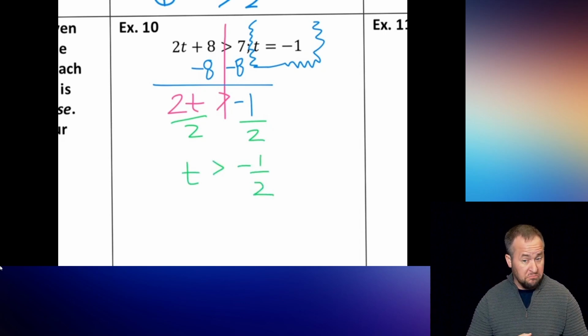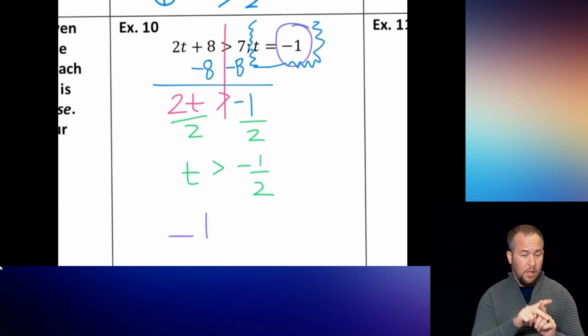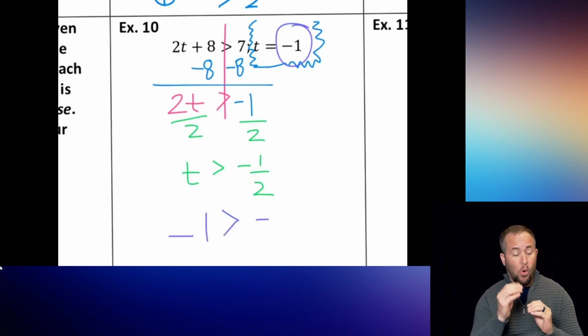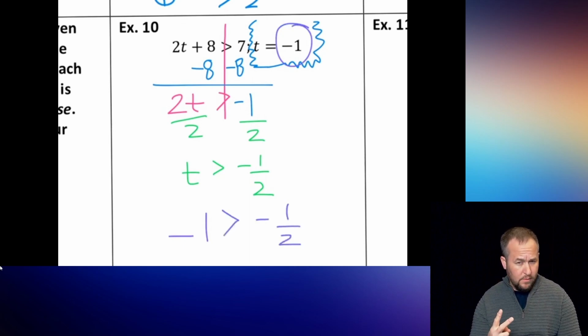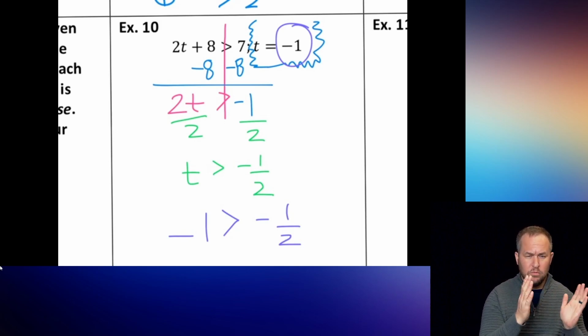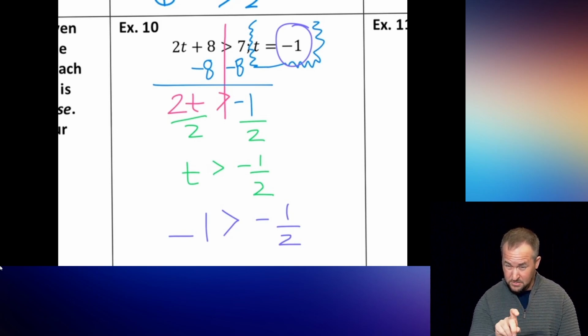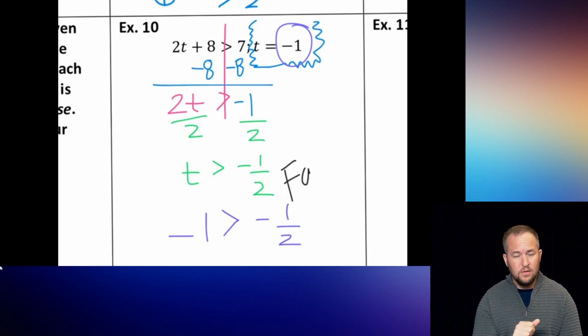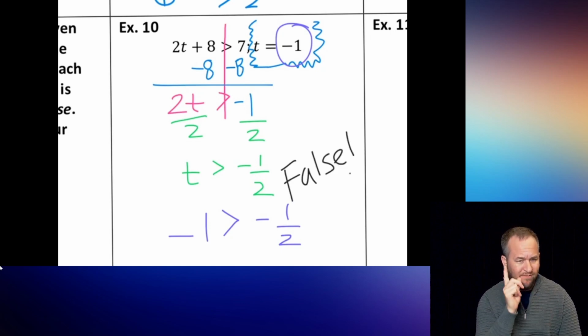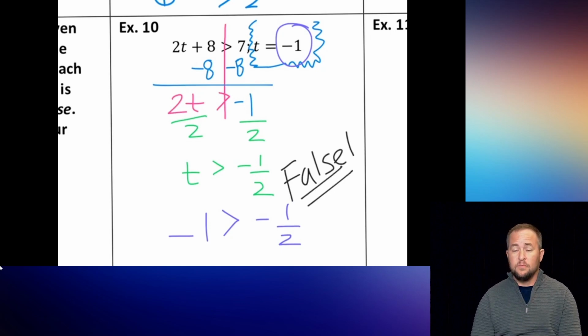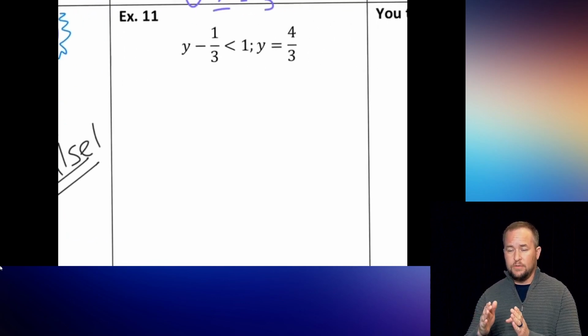All right, with that, when I plug in now my -1, is -1 greater than -1/2? Well, with negatives, remember, it's like backwards. The bigger the negative number, the smaller it is. So is -1 bigger than -1/2? No, it is not. So therefore, this is a false statement. Very false.